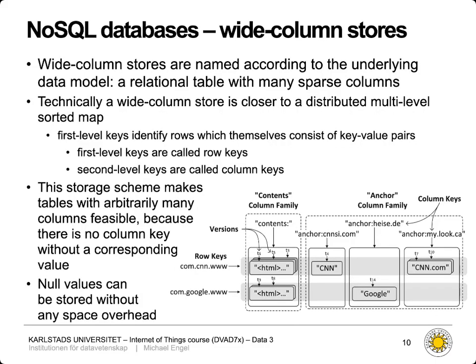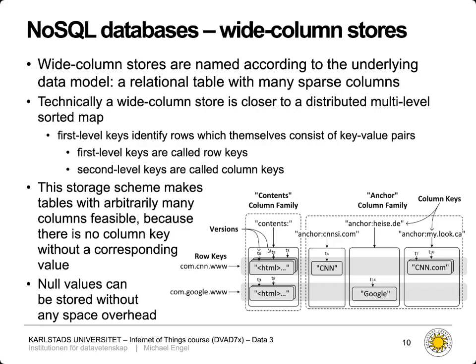Another type of NoSQL databases are wide column stores. They're named according to the underlying data model, a relational table, but with a large number of sparse columns. Technically, a wide column store is closer to what we might see from data structures as a distributed multi-level sorted map. So we have keys on different levels. First level keys can identify rows, and the rows themselves can then be key value pairs, as we've seen before.